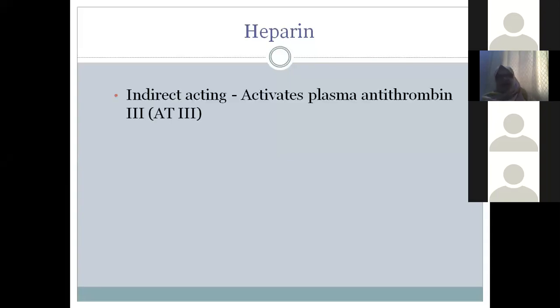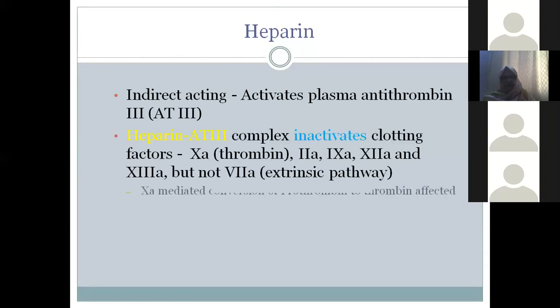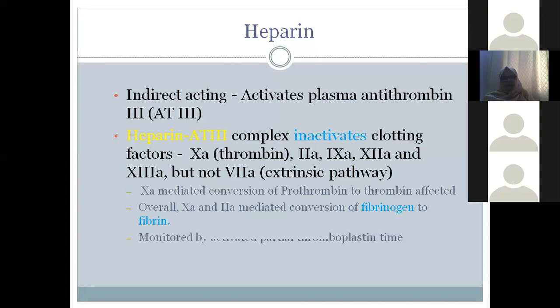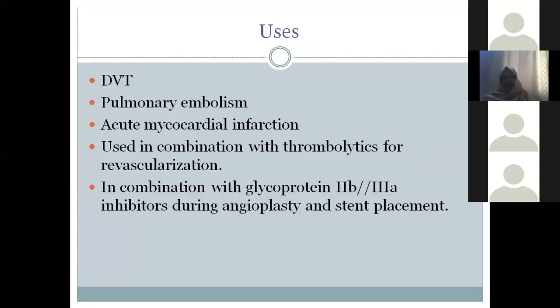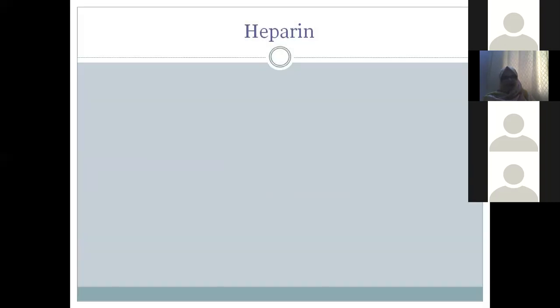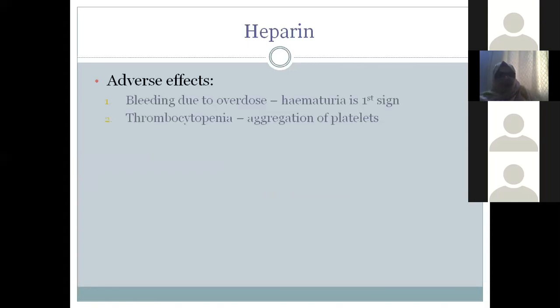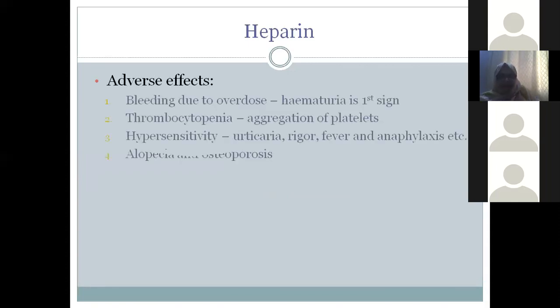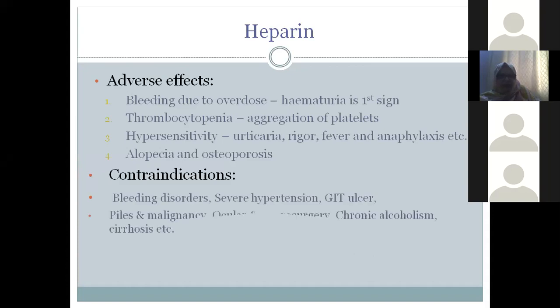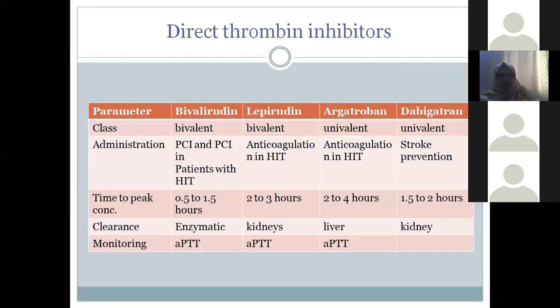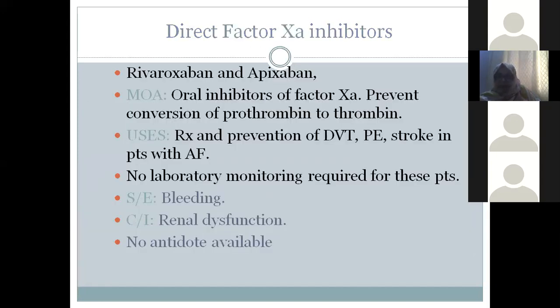We know that heparin is indirect acting, it activates plasma antithrombin 3. It inhibits the intrinsic pathway but not the extrinsic pathway. Heparin will act only on the intrinsic pathway. Then we talked about the adverse effects and contraindications of heparin. The effect of heparin is neutralized by protamine sulfate. Then direct thrombin inhibitors, and direct factor 10A inhibitors, where factor 10A is the common one for both the pathways.